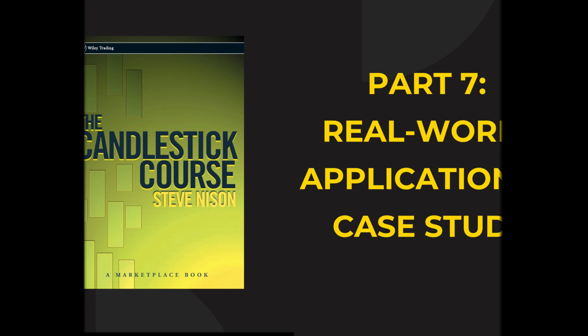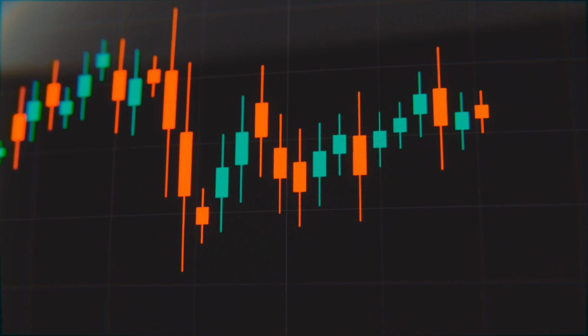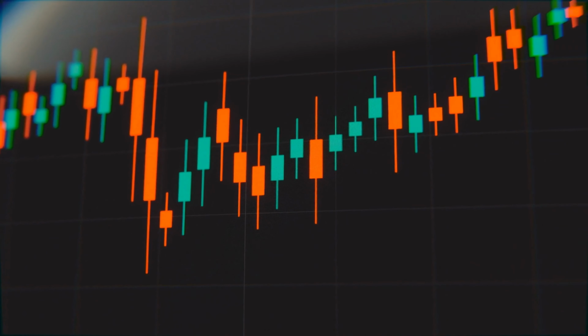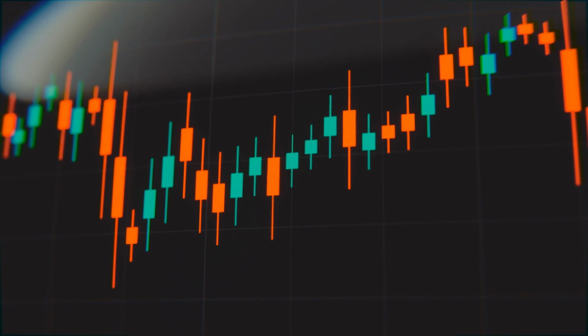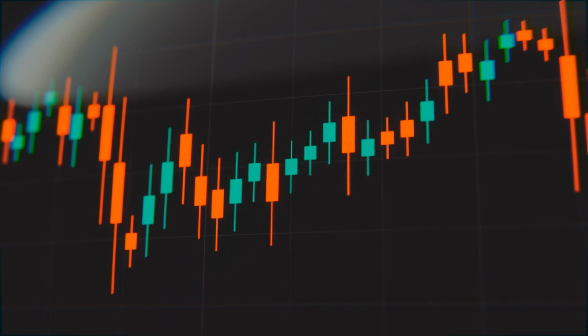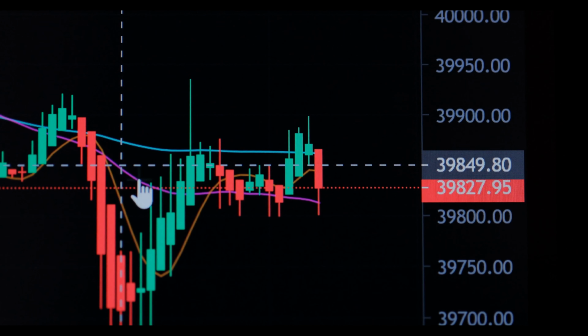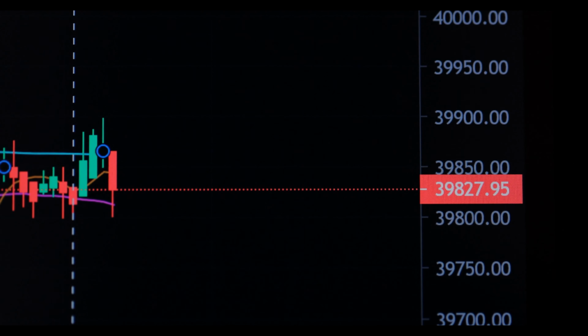Part 7. Real-world application. Case study. Learning without applying is like learning to swim by reading a book in an air-conditioned room. Steve Nison doesn't just want you to recognize candlestick patterns. He wants you to know how to react in real time when it actually matters. In the final chapter of the book, titled Bringing It All Together, Steve puts you in front of real charts and challenges you with questions like, what do you see in this candle formation?